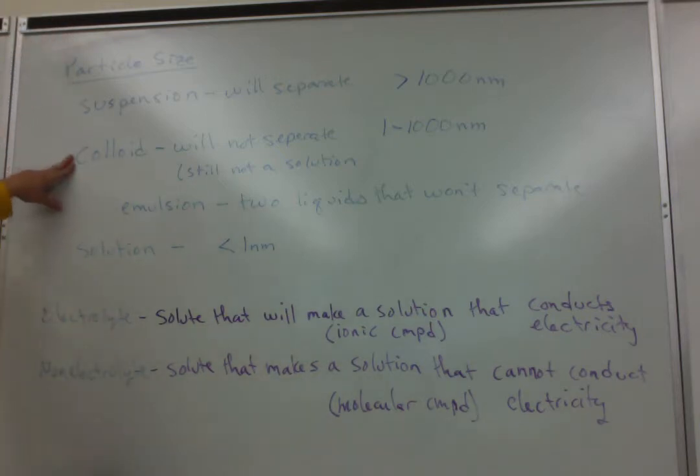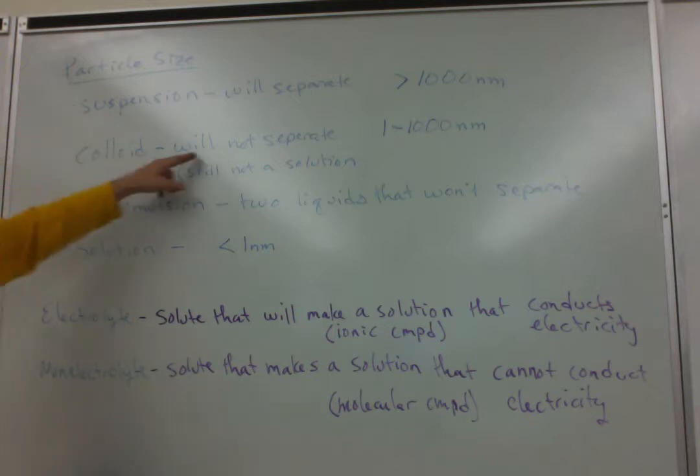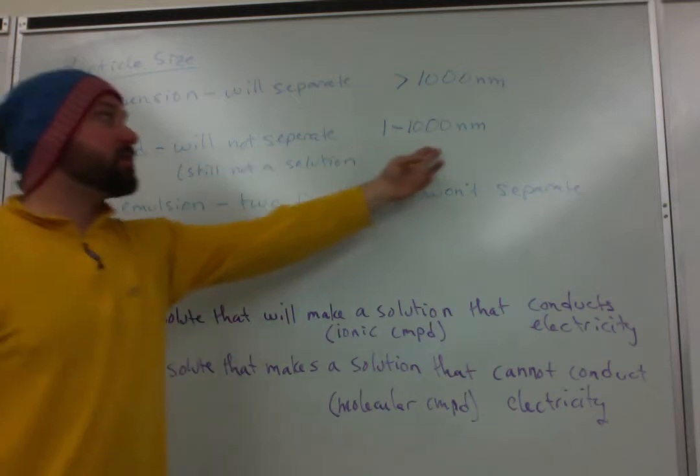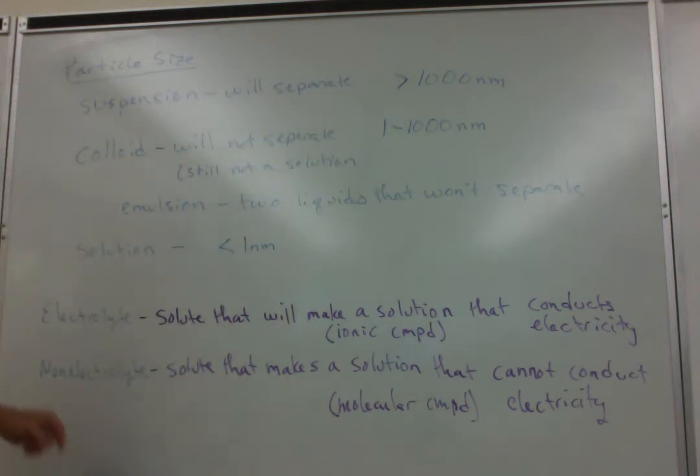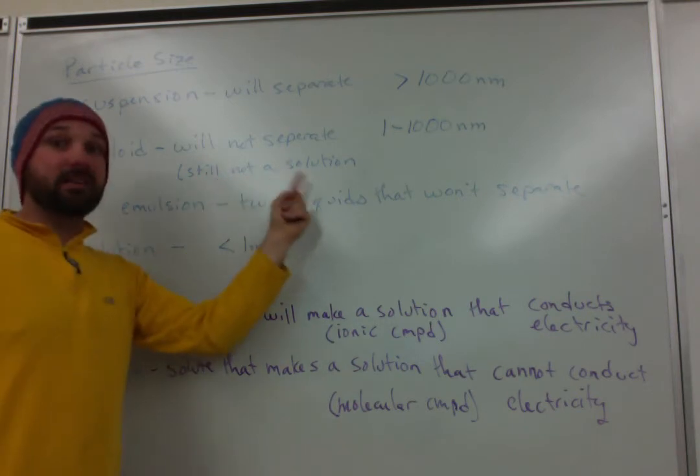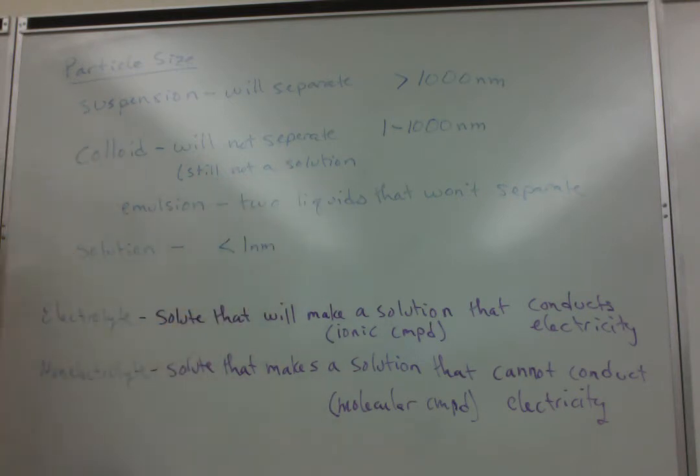A colloid is a heterogeneous mixture, like a suspension is a heterogeneous mixture. It's a mixture that will not separate. And those are typically 1 to 1,000 nanometers. A suspension is greater than 1,000 nanometers. A colloid will not separate, but it's still not a solution. A solution is the same throughout.